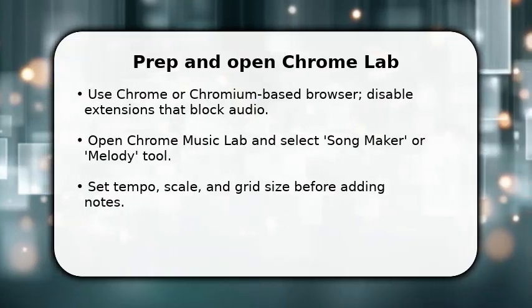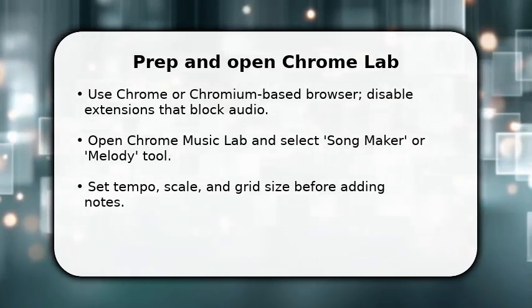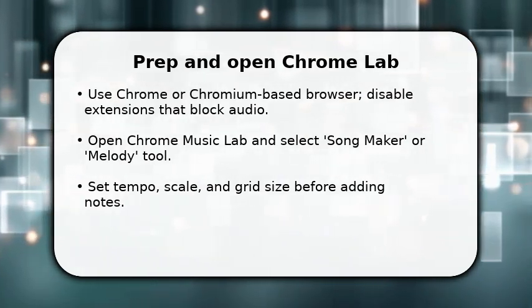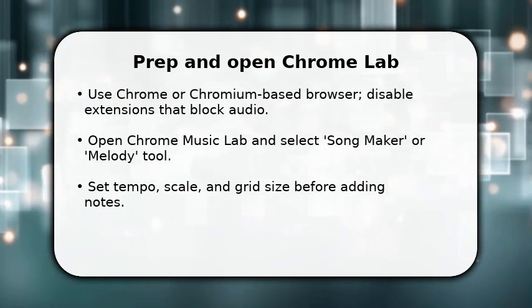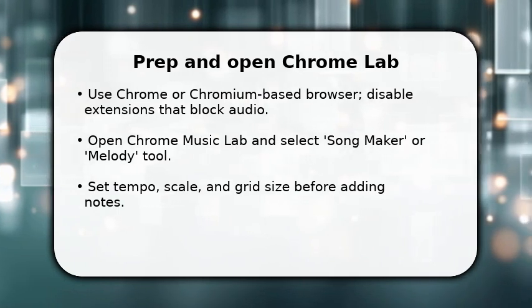You're ready. Load Chrome Music Lab in Chrome and pick Songmaker. First, set the scale to a classical-friendly key like C major, choose 4/4 and a moderate tempo. Once done, expand the grid to 16 or 32 steps so phrases can breathe.